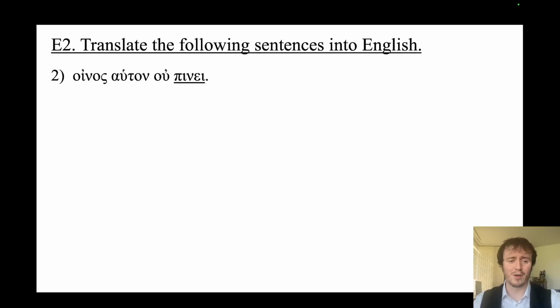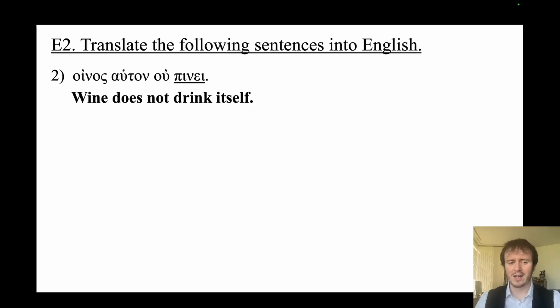Secondly, we have oinos ἑαυτον ou pinei. This says, wine does not drink itself. ἑαυτον refers back to the oinos, the wine, the subject, and although the wine is masculine, given that it's a thing and in English we say itself for things, we're going to say itself here. We wouldn't say the wine does not drink himself in English. So this is one place where the context, seeing who the subject is, overrides the usual way of translating it based on the gender and the number.